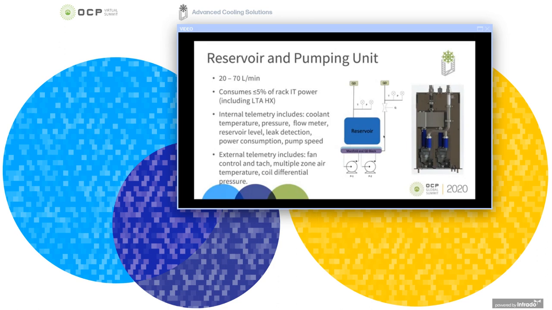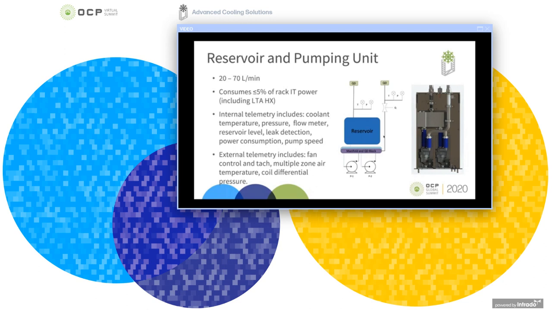The flow performance target for the RPU is 20 to 70 liters per minute. On the upside of this, that accommodates a maximum of 2 liters per minute per kilowatt on a 35 kilowatt rack of IT gear. The overall power consumption for the cooling solution is targeted at equal to or less than 5% of the rack IT power. So in other words, for a 35 kilowatt rack, the RPU and the liquid-to-air heat exchanger must consume less than or equal to 1.75 kilowatts.